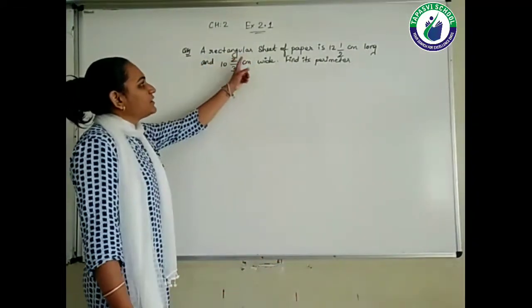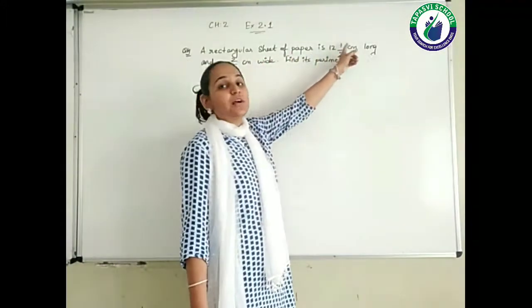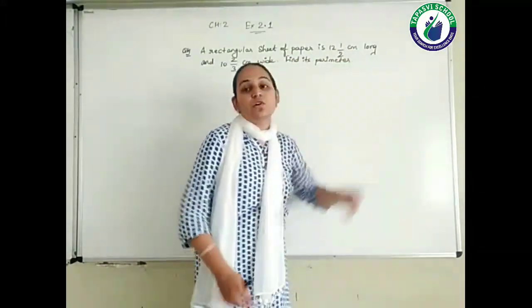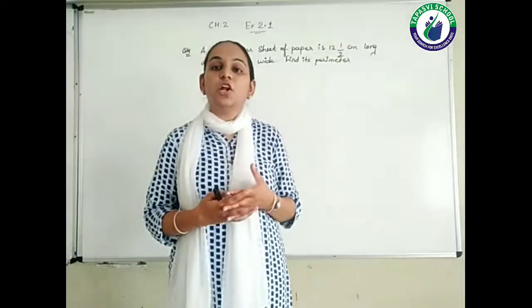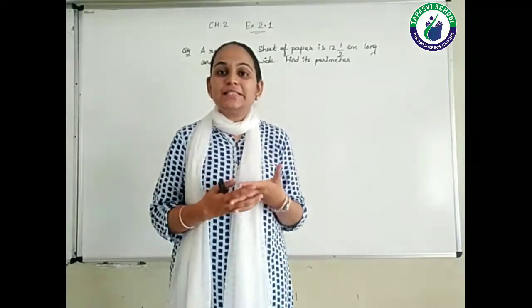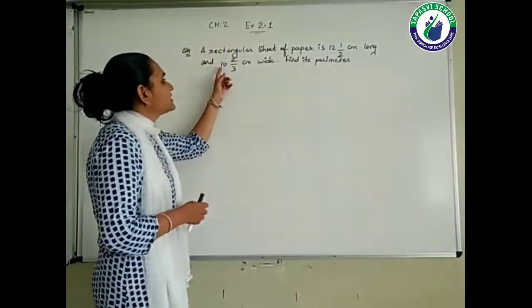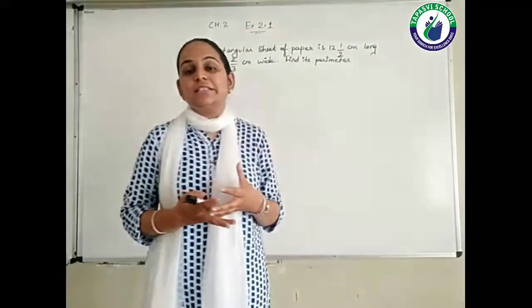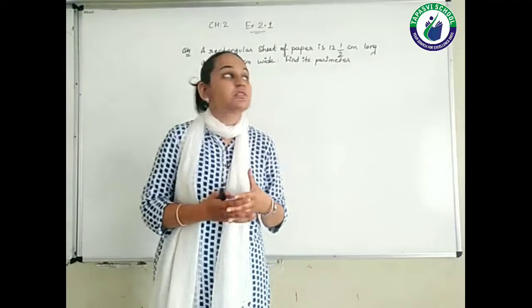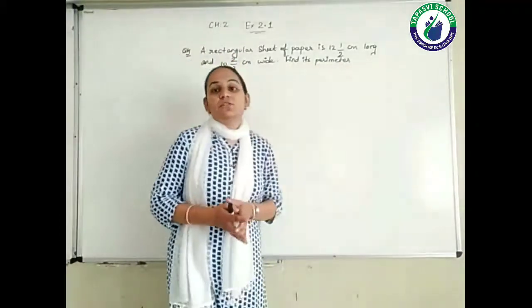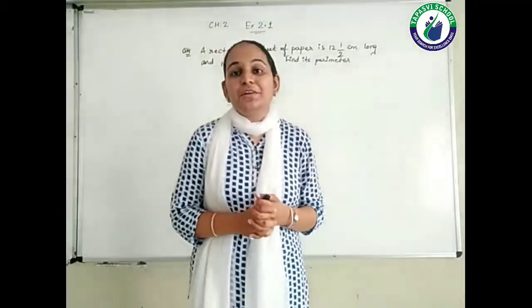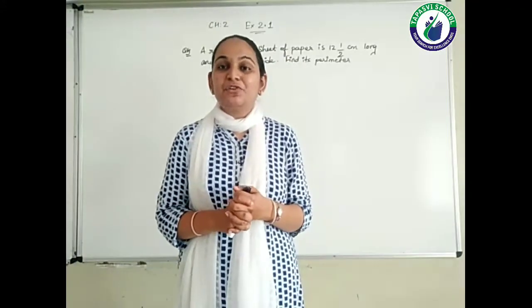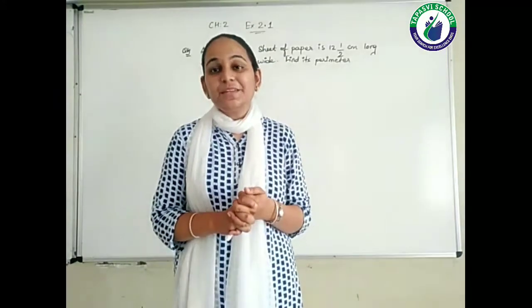Okay, students, now let's see question number 4. A rectangular sheet of paper is 12 and a half centimeter long. Long means its length is given. Next, it is 10 and 2 by 3 centimeter wide, that means the breadth is 10 integer 2 by 3 centimeter. Find its perimeter. Here, first of all, you have to remember the formula for the perimeter of a rectangle.